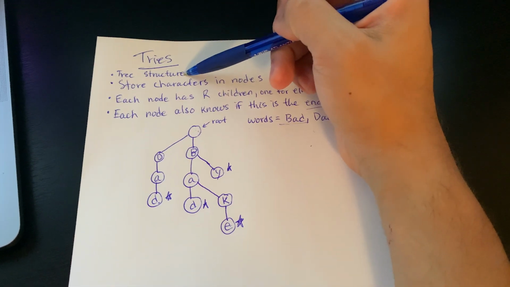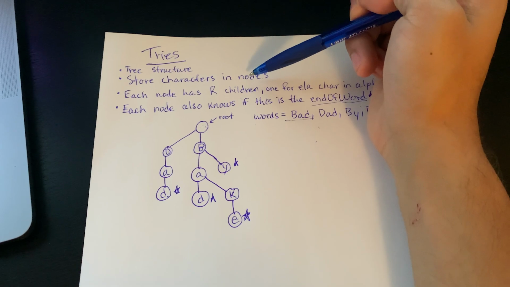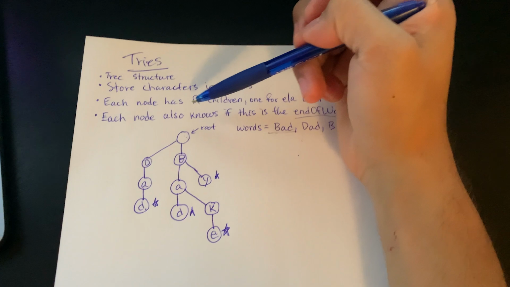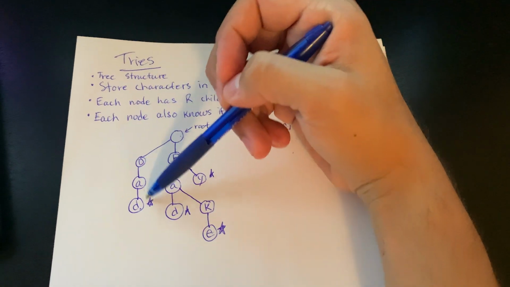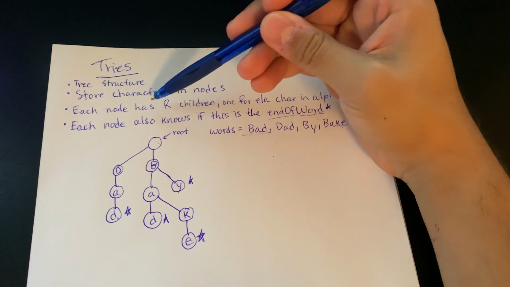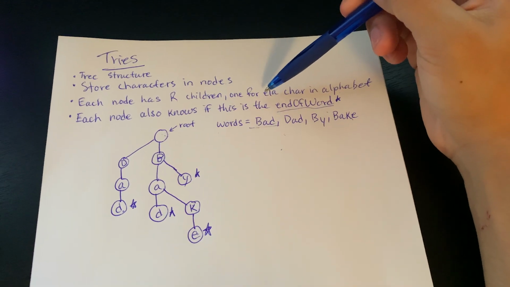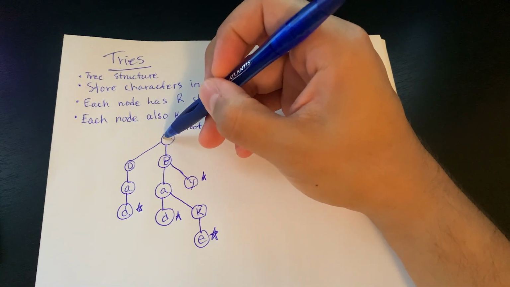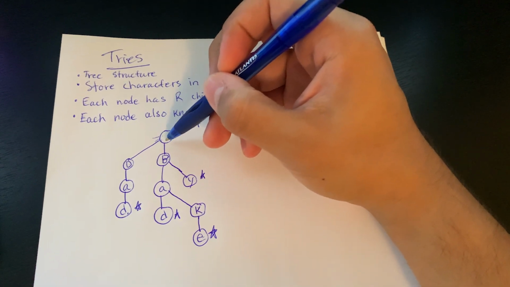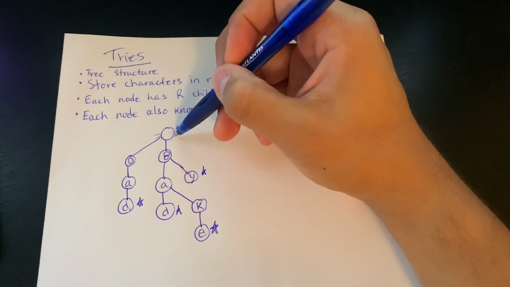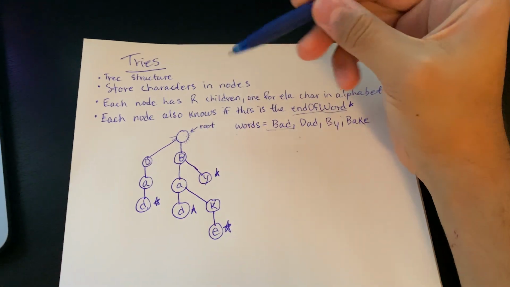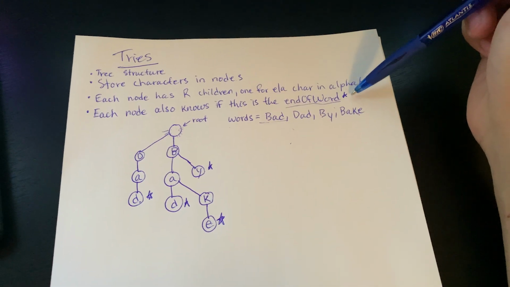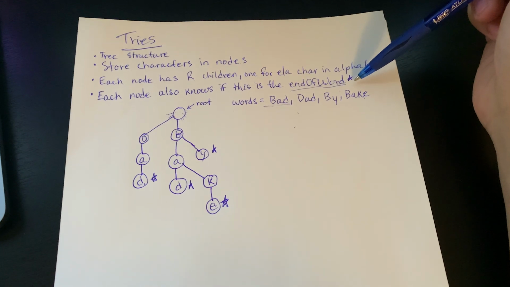A trie is basically a tree structure, and that means there are going to be nodes and edges. The nodes are going to store characters in our trie, as you can see here. Each node contains a character. Each node also has children, one for each character in the alphabet. So essentially, that means each node in here is going to have 26 possible children. Obviously, we're not going to display all 26 because there's not enough space. Each node also knows if this is the end of the word, and we'll represent that with a star for now. In our code, we will likely use a Boolean.